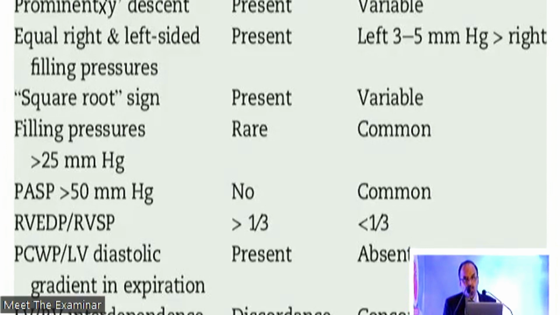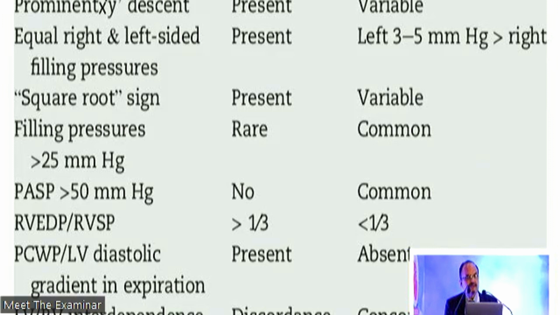Because there is an equalization of the diastolic pressures, filling pressures of more than 25 millimeters are rare in constrictive pericarditis, whereas they can be there in restrictive cardiomyopathy. For pulmonary artery systolic pressure, some books give a cutoff of 50 millimeters, as in this case, and some give a cutoff of 60 millimeters. Suffice to say that if the pulmonary artery systolic pressure is high, then it is unlikely to be constrictive pericarditis.